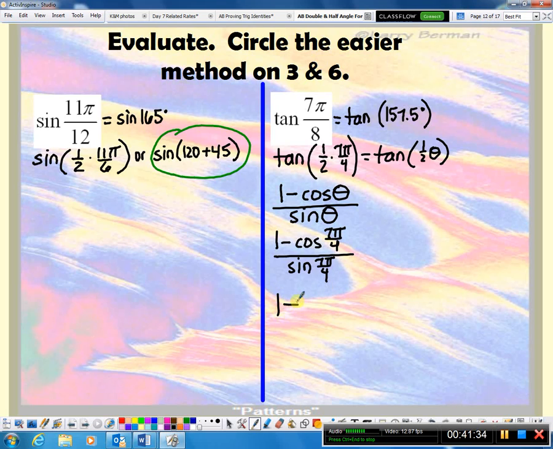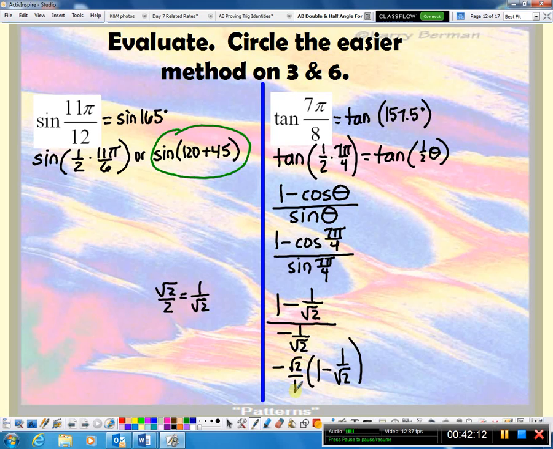Cosine 7 pi over 4 is positive. In fact, it's positive square root 2 over 2. But remember, square root 2 over 2 is the same as 1 over square root 2. And I am actually going to suggest that you use the 1 over square root 2 because it's going to make it easier to flip and multiply. Sine of 7 pi over 4 is negative because we're in the cosine quadrant, so negative 1 over square root 2 over 2. Now what I've got is the top multiplied by the reciprocal of the bottom, and the reciprocal of the bottom is square root 2 over 1. It's just easier to flip the unrationalized answer.